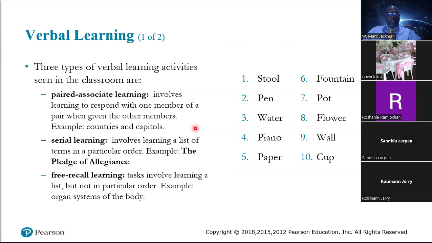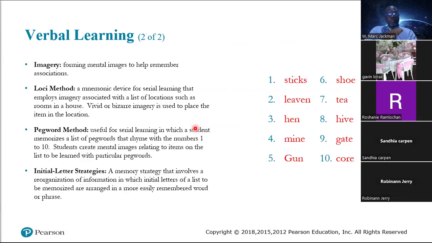And then you have free recall, where the individual might just make associations between different items without any particular order, just free recall. They make some kind of arbitrary connection based on how they think and how they process information. You have verbal learning, again, continued. You have the imagery method, where individuals will create imagery in their mind to help them remember the association.